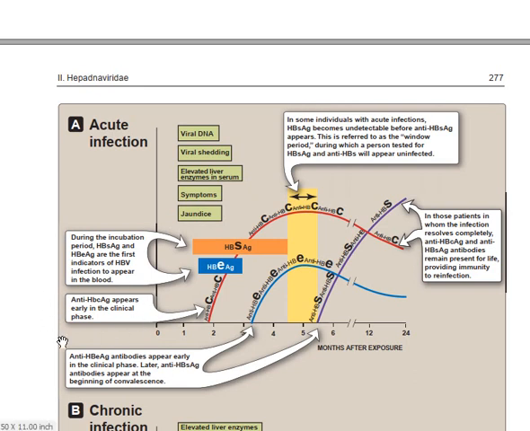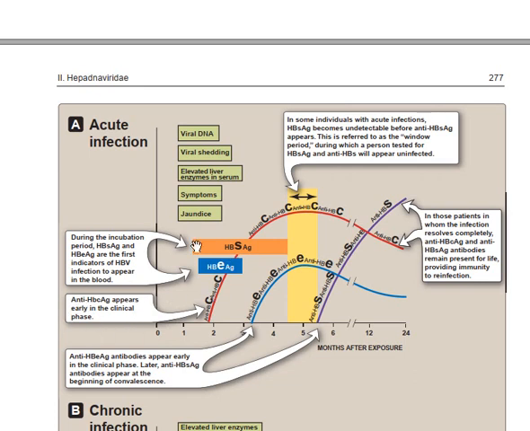Is it clear? So at the beginning, you have the core antigen present. The core antigen is just like the capsid antigen. C is for the core, or C is for the capsid. So when the capsid of the hepatitis is present inside the blood, immediately the antibody is going to be produced. So when the core antigen is present, you have immediately anti-core. So when you are infected, you're going to have anti-core antibody appear in the early clinical phase.